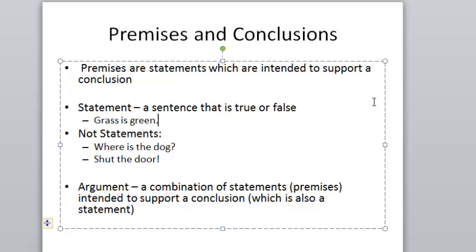So an argument is a combination of statements intended to support a conclusion. That's already been said. So just keep that in mind.